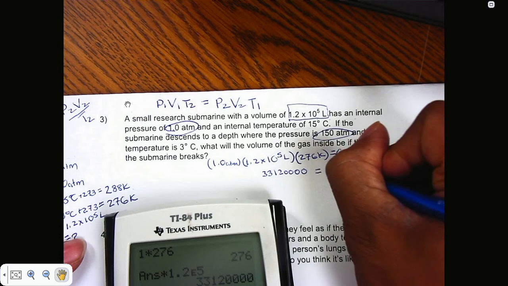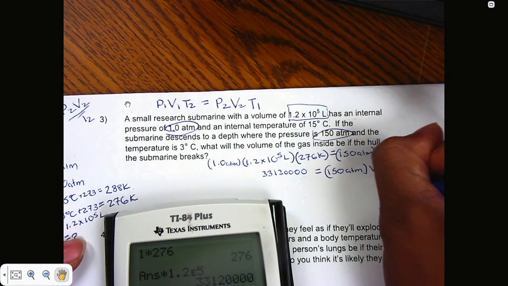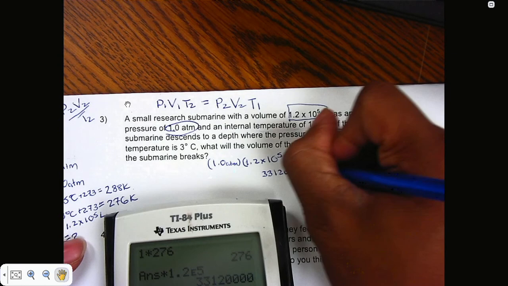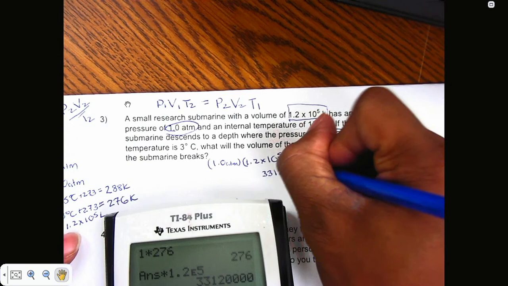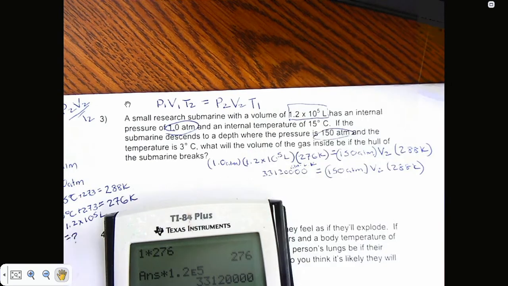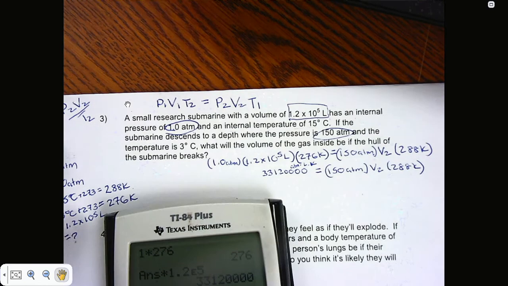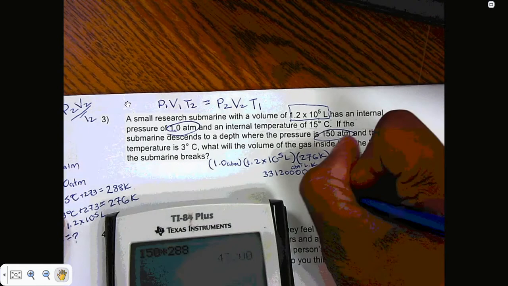150 ATMs, V2, 288 Kelvin. Now, technically, if I was dealing with units, this would be ATMs times liters times Kelvin. It'll be simplified once we actually find our products. I'm going to go ahead and next multiply 150 by 288. It's going to yield this number.